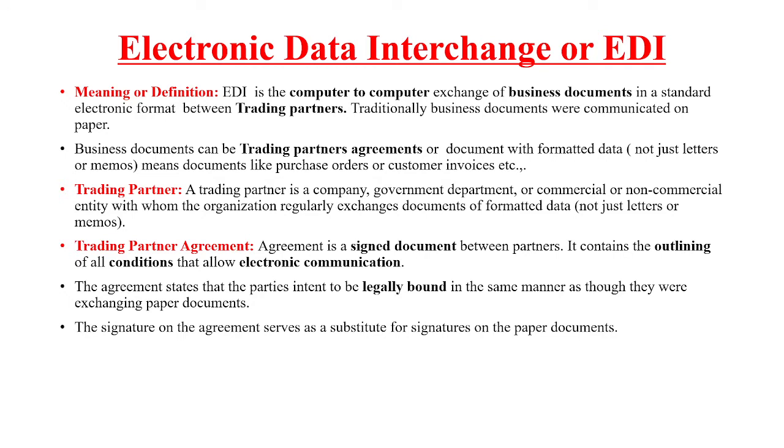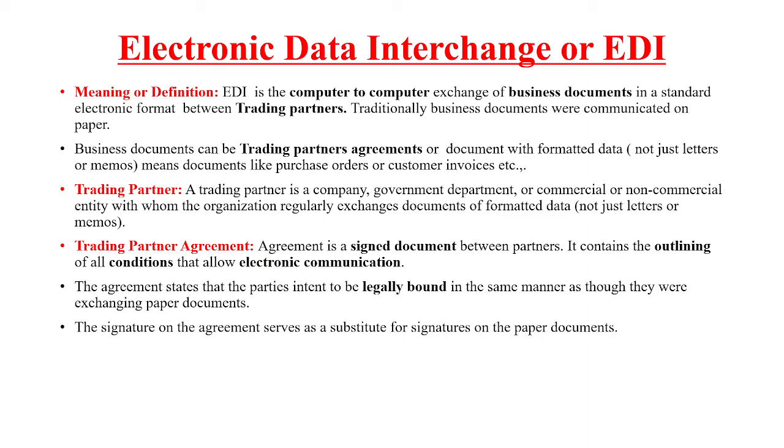What type of data is exchanged from computer to computer here? A business document is exchanged between computer to computer, where this business document is in a standard electronic format, and generally these business documents are exchanged between the trading partners. Hence we define EDI as the computer to computer exchange of business documents in a standard electronic format between trading partners. Before EDI, traditionally these business documents were communicated on paper.